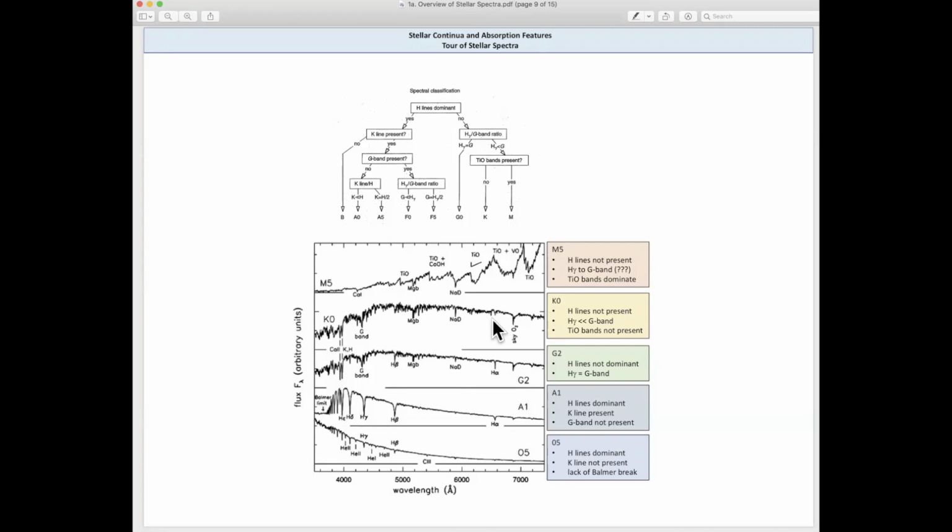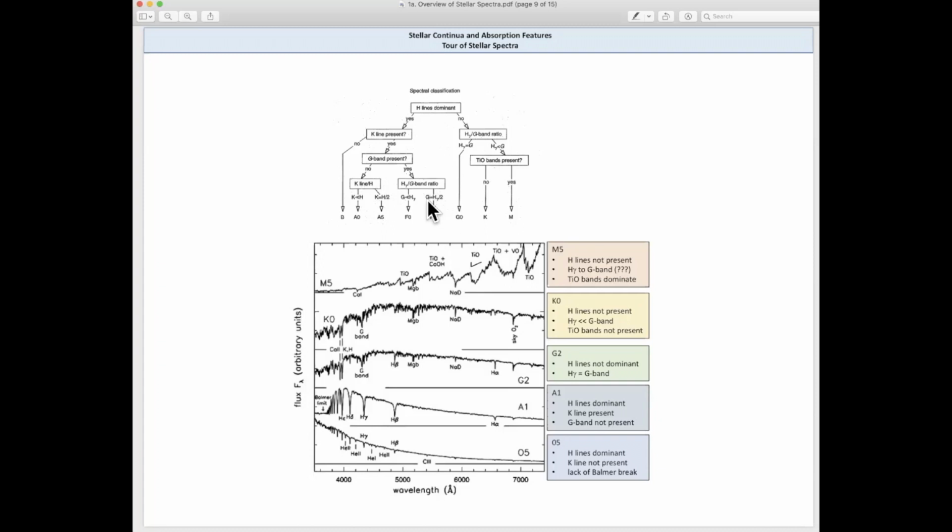Quick question. In this flow chart, the H lines are referring to the hydrogen lines, not the HK doublet of calcium, right? That's separate. Yes, I know it's ridiculous, but this is the way he wrote it up. If I was to rebuild it, I would make it more clear. But good question. H lines at the top does not mean calcium H line. It means hydrogen lines. But when you get down here, he is talking about what the K line is doing relative to the hydrogen lines.